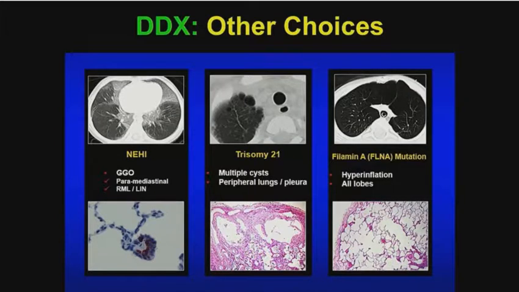When it comes to trisomy 21, yes, we do see cystic changes, but the location is not correct. Typically, they're located in the peripheral portion of the lung or pleura, unlike in our case, where the cysts are located diffusely and very symmetrically in both lungs. When it comes to filament A genetic mutation, I think a lot of people selected D. What you see is hyperinflation of the entire lung, almost like an adult patient with acquired panlobar emphysema, but in this case due to underlying filament A gene mutation.